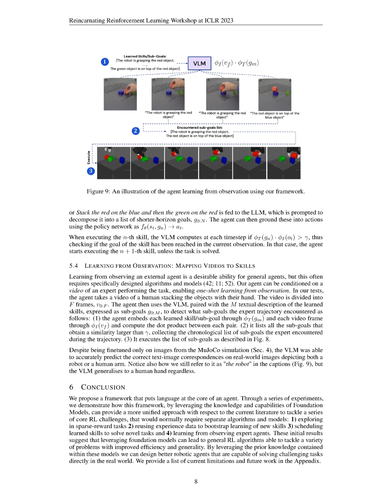Despite being fine-tuned only on images from the MuJoCo simulation, the VLM was able to accurately predict the correct text-image correspondences on real-world images showing either a robot or a human arm. Interestingly, we still refer to it as the robot in the captions, but the VLM generalizes to a human hand regardless.